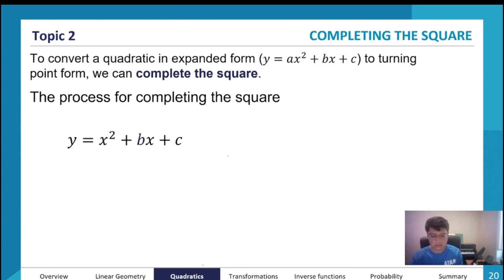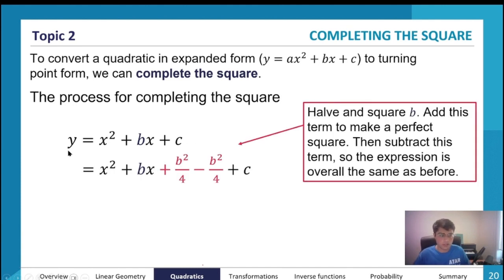Give me a second. There's my mouse. All right. So you have this, and we want to convert it to stationary point form. The first step that we have to do, we have to take the b term, and we need to square it. So we get b squared.